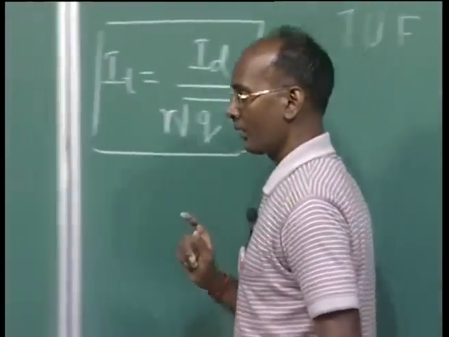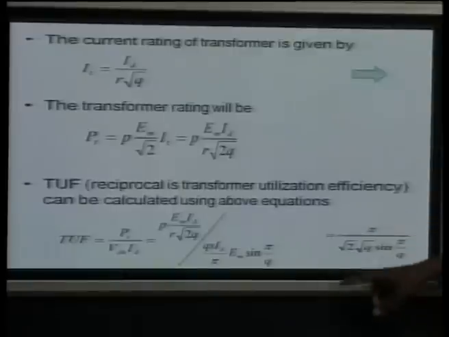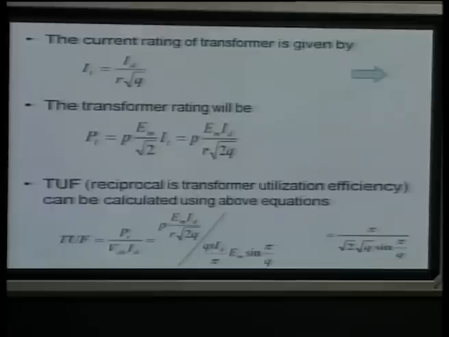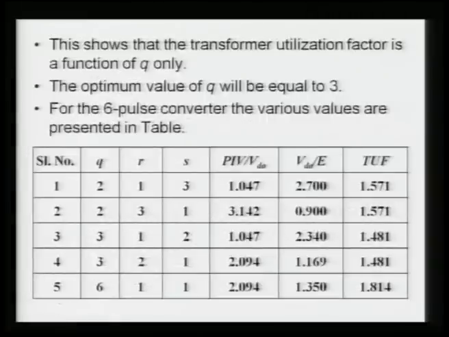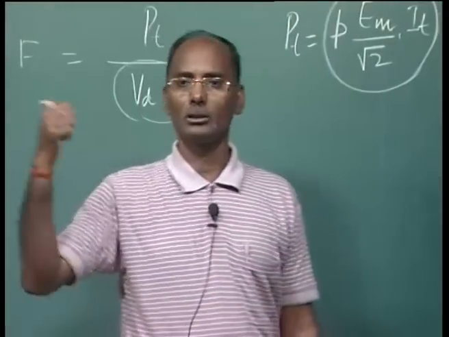So, one observation we can see from this expression is that the transformer utilization factor is dependent only on Q. R has also vanished, because R was appearing earlier, but here this R is also gone. To get the optimal value of the transformer utilization factor, we can differentiate it and equate it to 0. Simply differentiate with respect to Q, equate it to 0, and solve it, and you will find Q should be 3.